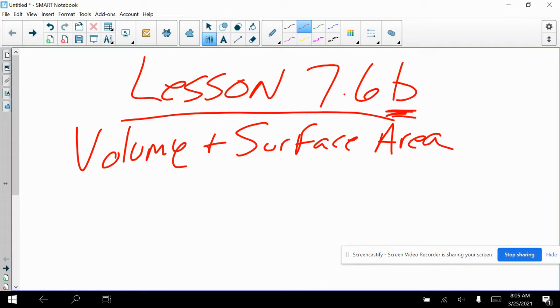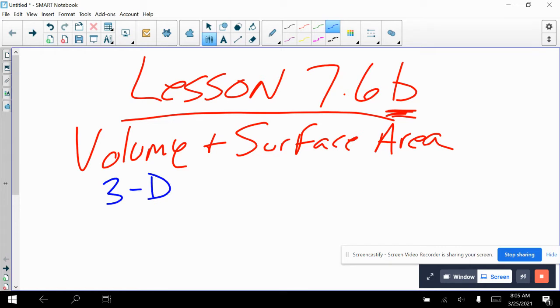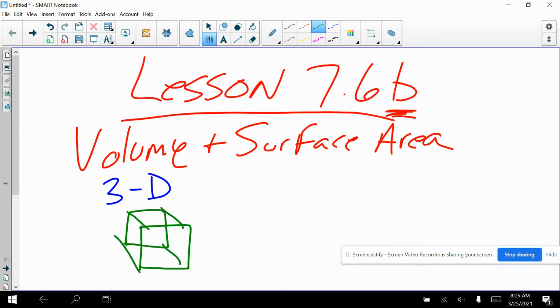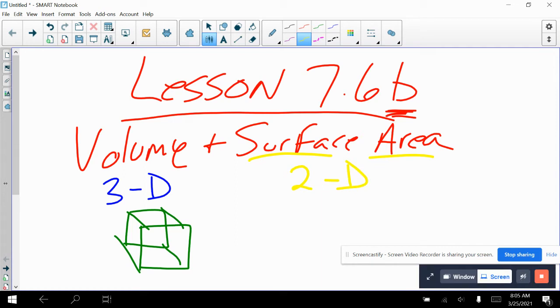So the first question that I have for you is: volume, we know from yesterday, is 3D, right? We had our little cube or rectangular prism, and now we know what a prism is. Surface area has to deal with what dimension? Okay, this is two-dimensional. This is just a square, and the word that we associate with it is flat.